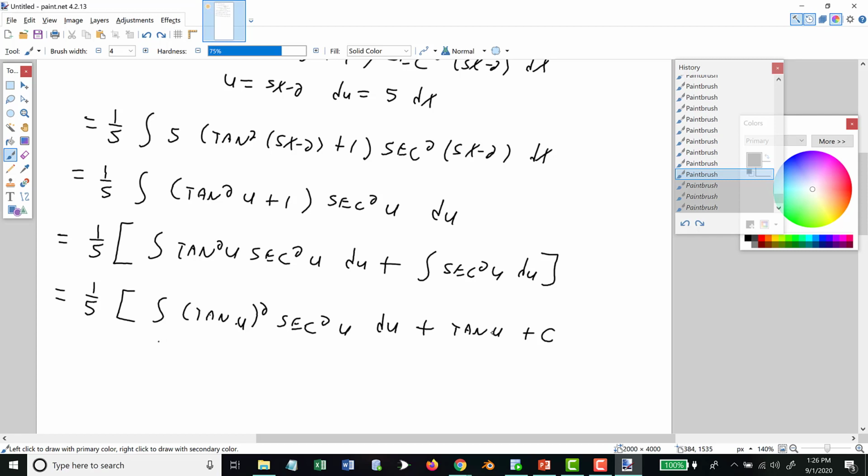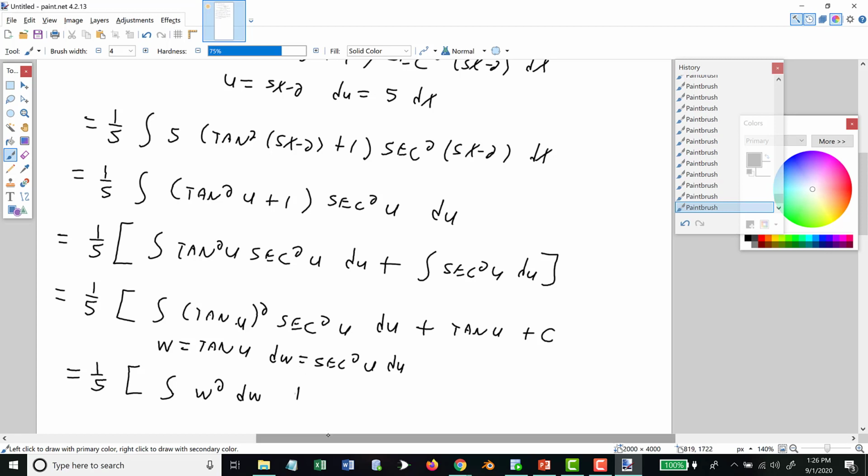But let's say w. W is equal to tangent u. dw, the derivative of tangent, is secant squared u du. So we get 1/5 the integral of w squared dw. I replace the tangent with w. That gives me my w squared. I replace secant squared u du with dw. Plus tangent u, and then my plus c at the end.